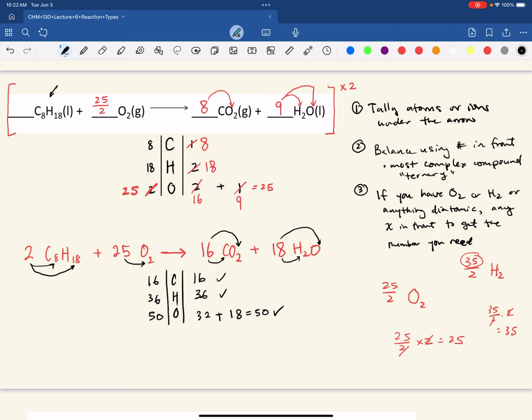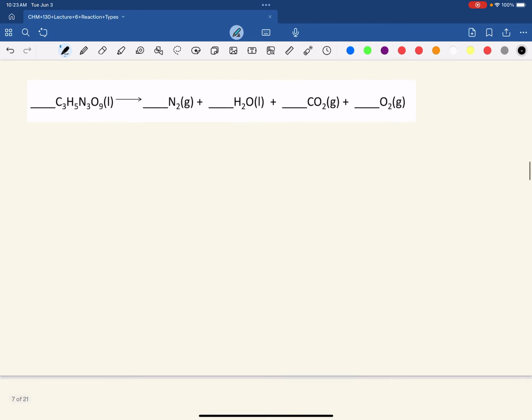So some of the equations are a little bit more tedious to balance. That's okay. I really like this problem because it actually allows us to use this rule number 3, which I think is very useful. All right, let's look at the next one, the last problem. We have carbon, hydrogen, nitrogen, and oxygen.